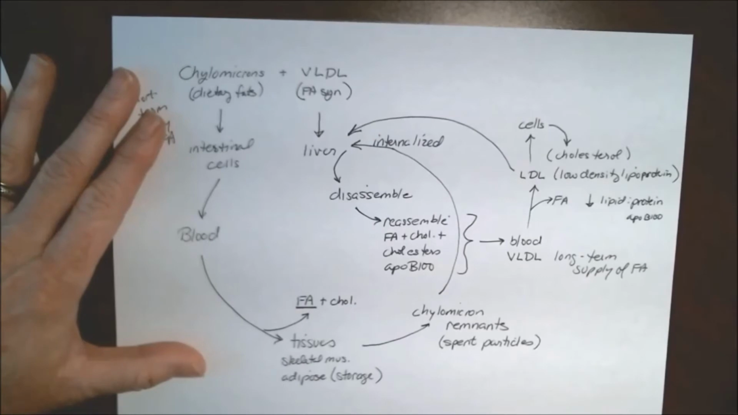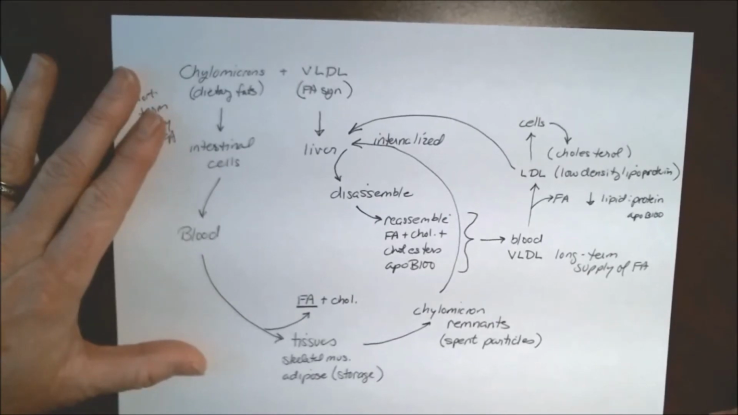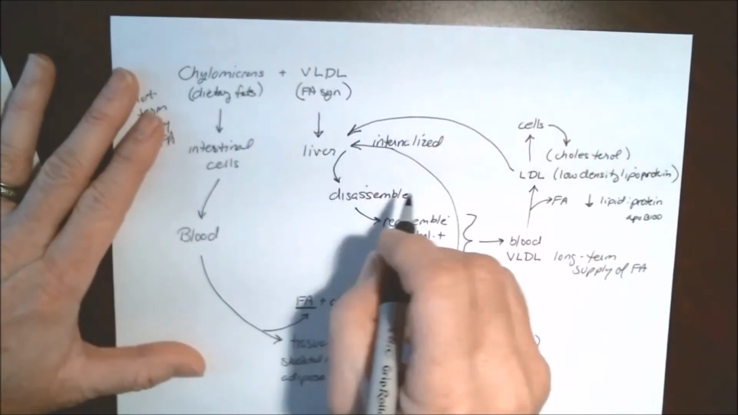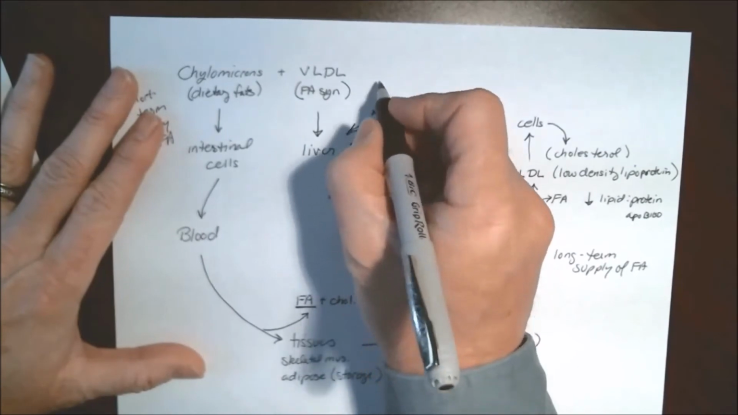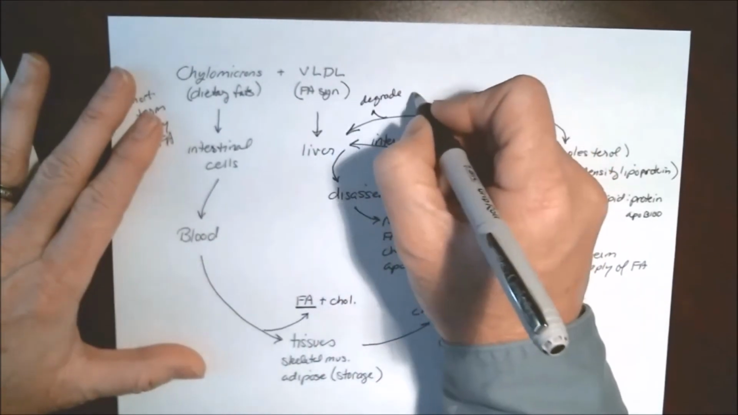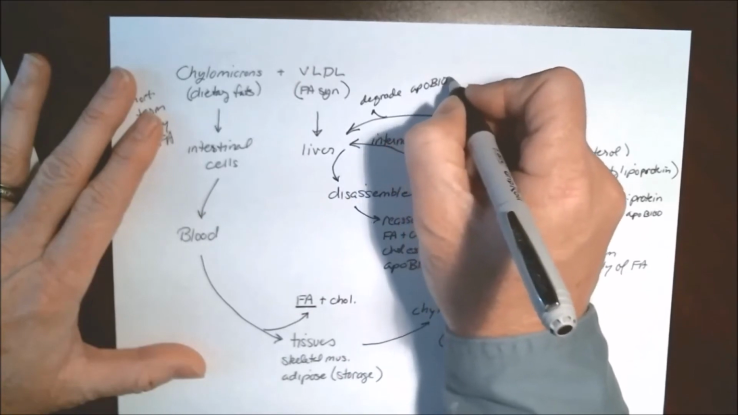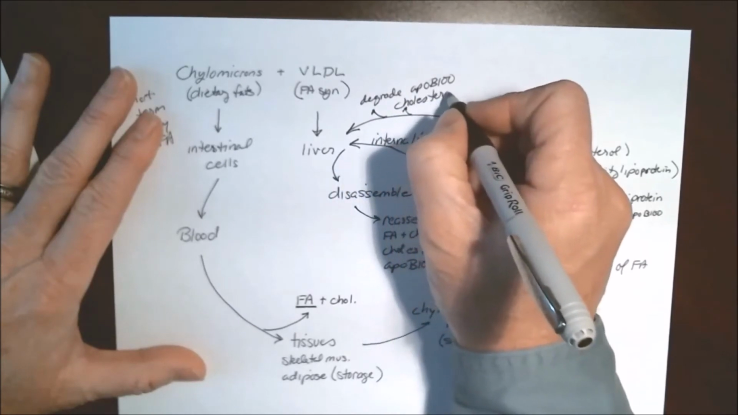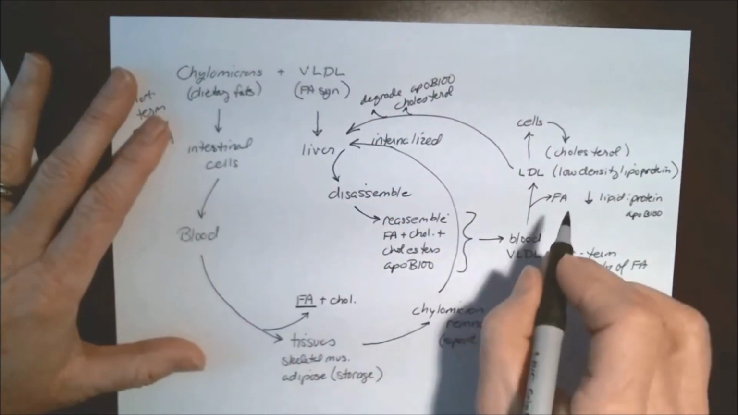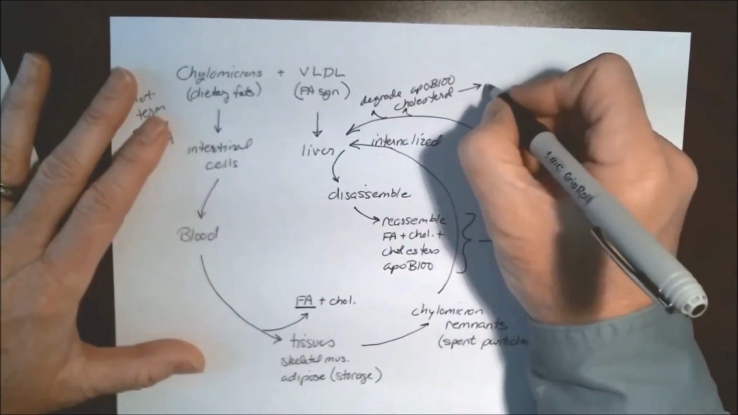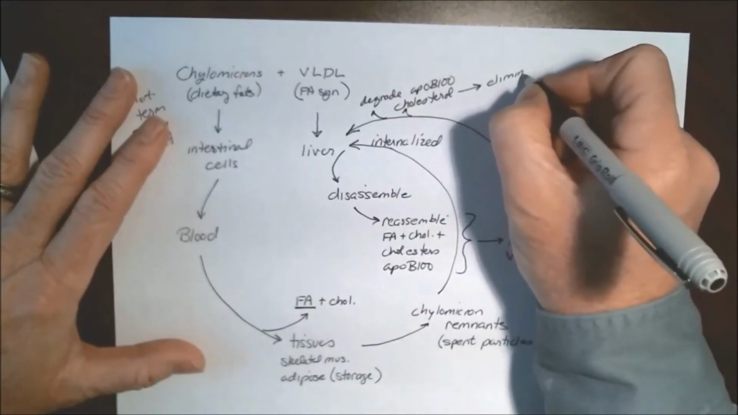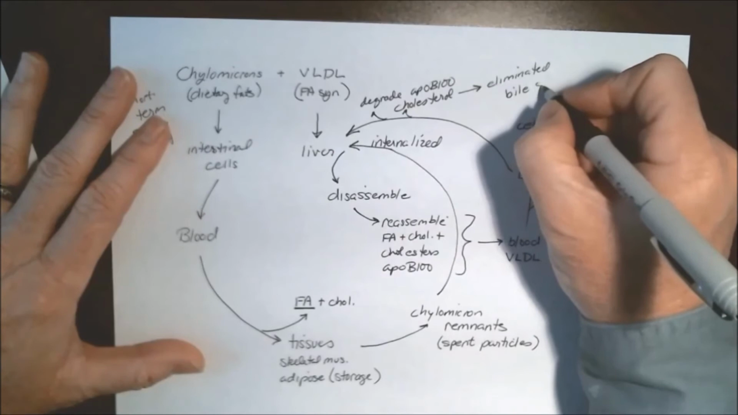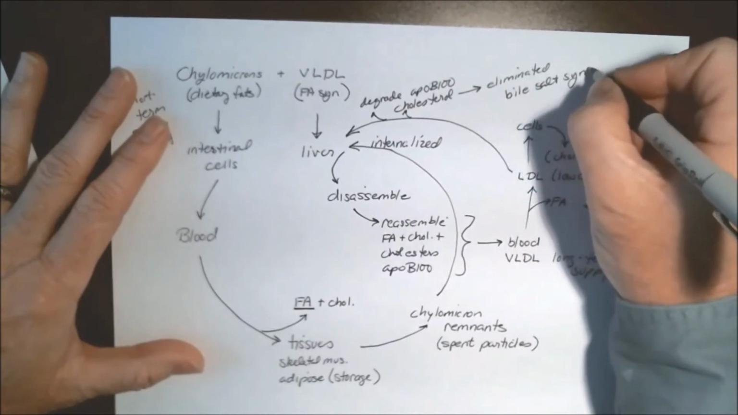will also remove the LDL from the circulation and disassemble the LDL particle, and in doing so, it will degrade the ApoB100 protein, and the cholesterols that remain, that are being extracted from here, will be eliminated from the body through bile salt synthesis.